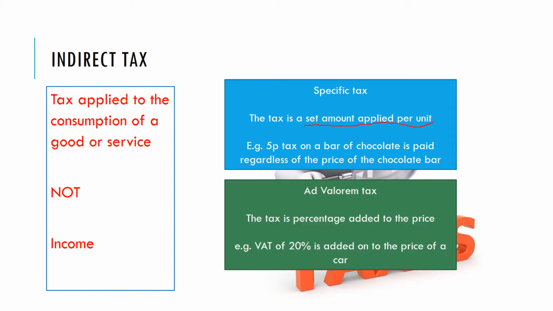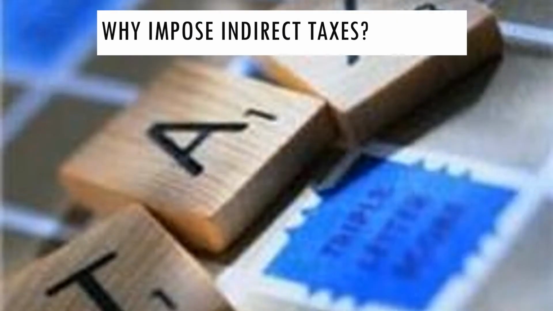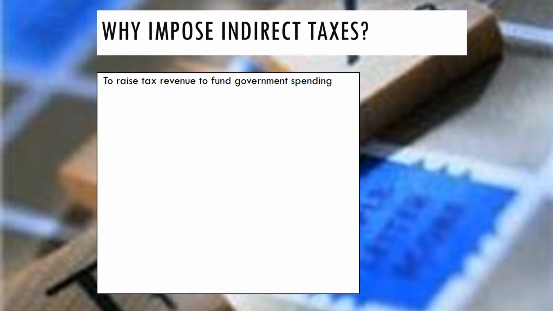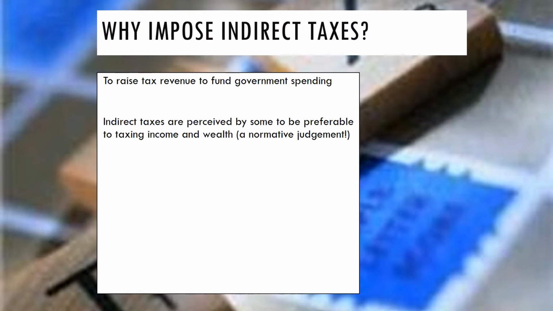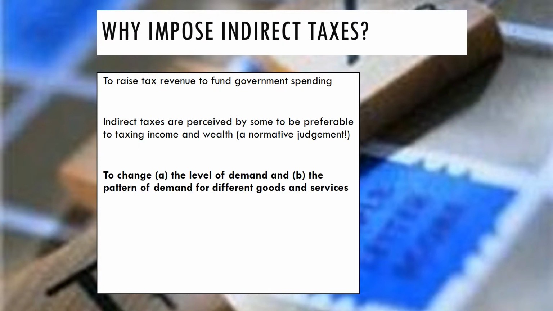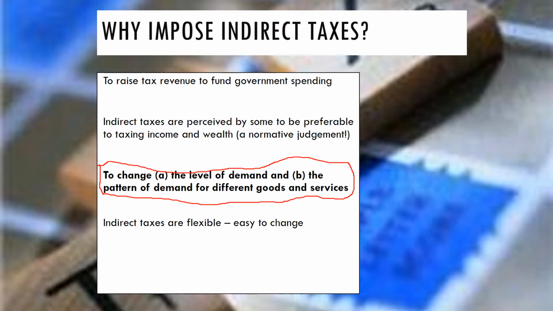The other alternative is an ad valorem tax, and this is a percentage that is added onto the price and then collected as tax. So for example, VAT of 20% is added onto the price of a car, and the amount of tax collected will change depending on what the price of the car is. So why would we impose indirect taxes? Well, we've said already to raise money for government spending. Some people think they're preferable to taxing income and wealth. Well, this is a bit of a normative statement. Importantly, this is what we're interested in: we can use a tax to change the level of demand and the pattern of demand for different goods and services. Indirect taxes are also very flexible, easy to change, and potentially harder to avoid.